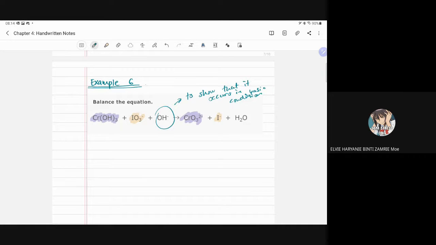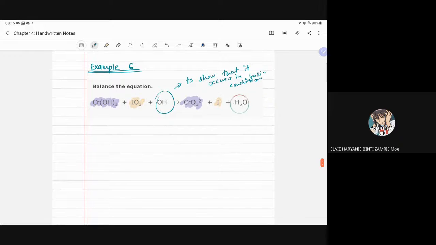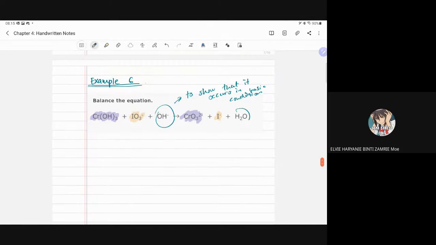Okay, sebab kalau kita tengok soalan ni, dia kata balance the equation sahaja. Dia tak kata dalam acidic medium ataupun dalam basic medium. So it gives you the clue on the equation itself. So you see that there is OH, so therefore it is in basic condition. Okay, it is in basic condition. H2O pun kita boleh ignore. So we can ignore for now sebab later we will add the H2O anyway.